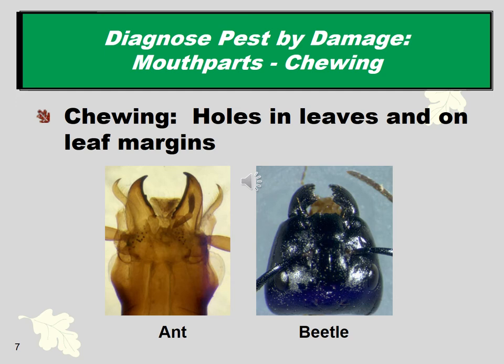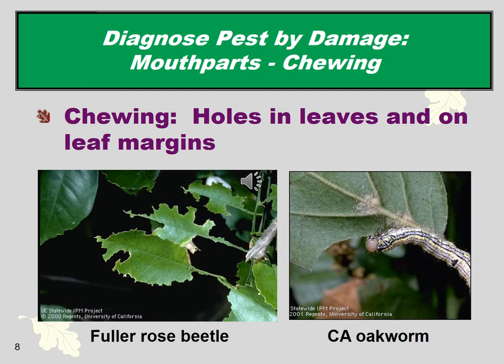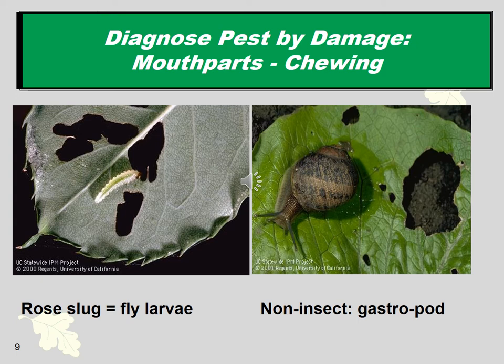An example of a fuller rose beetle chewing on the edges of the leaves of a rose, and California oakworm, just chomping up that oak leaf. A couple more chewers, the rose slug fly larva. So the larva of a certain type of fly is what chews and makes holes in the roses.